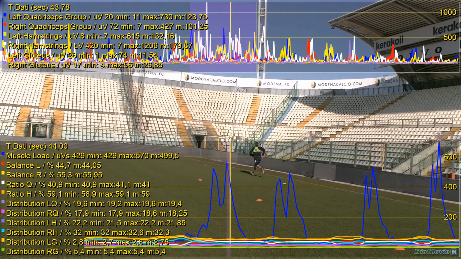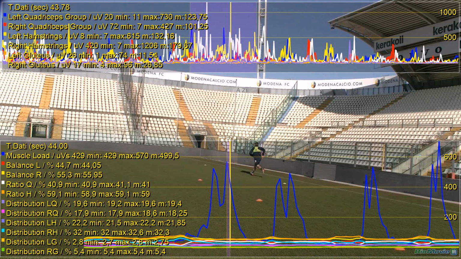The first one is the data that we find in this moment. The first data: the yellow line is the line of reading. So I read the data in this moment, so muscle load in this moment. In this moment, he activates the left hamstring. Okay, look, this is the activation of the right hamstring. Very right.